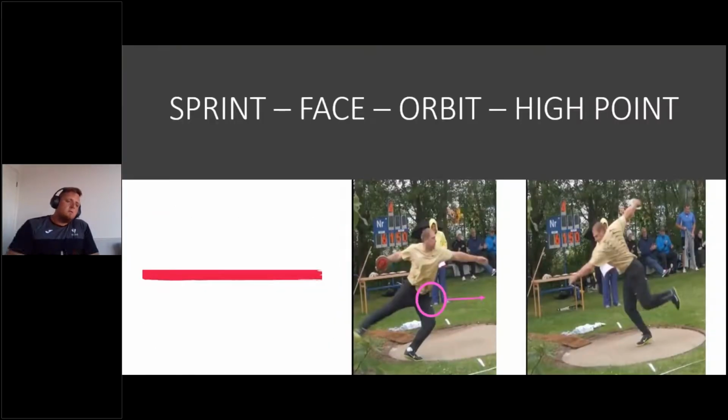Okay. Sprint, face, orbit, high point. You'll hear me shouting this if you've ever seen it. Sprint, face, orbit, high point. And probably the best ever discus thrower to go from low to high, and really that was probably Gert Kanter's trademark: such high orbit in the middle, okay?